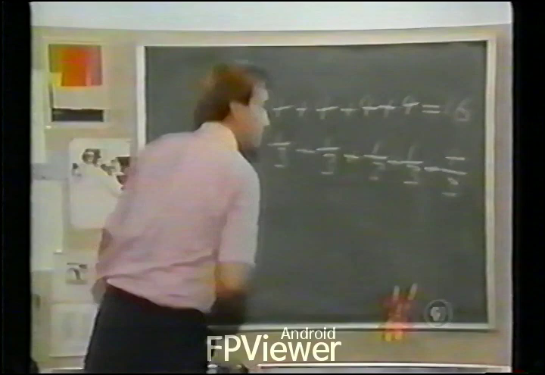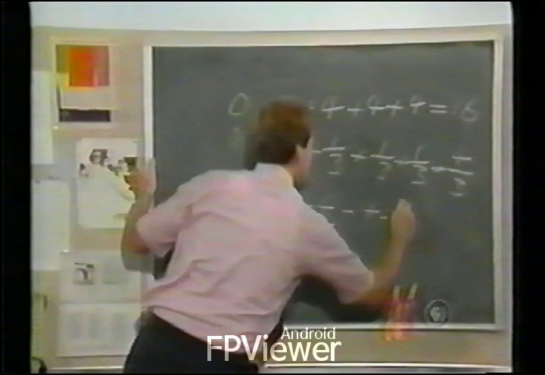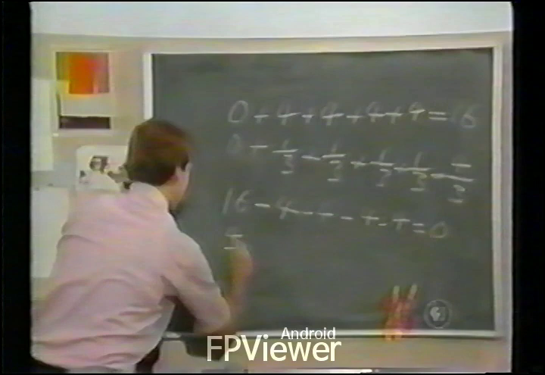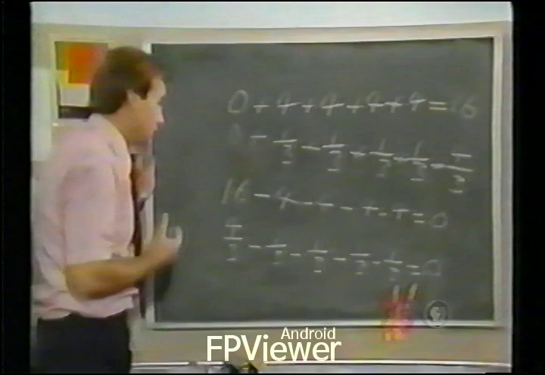Now, should we do the inverse here, show that division can be a series of subtractions? That's a good idea. It would look like this. 16 minus 4 minus 4 minus 4 minus 4 equals 0. And for the fraction sequence, we'd have 4 thirds minus 1 third minus 1 third minus 1 third minus 1 third equals 0. This means that it takes 4 one-third piles to make 4 thirds. Yep, you're right.